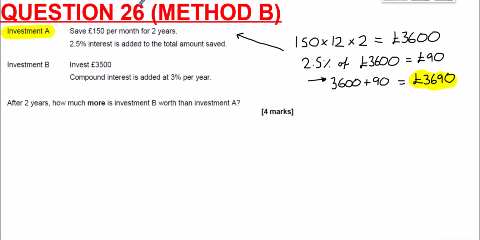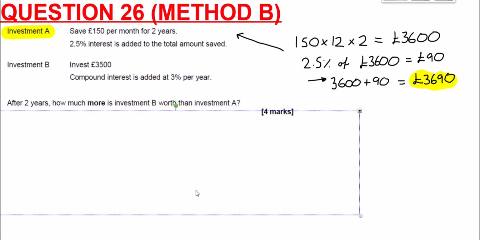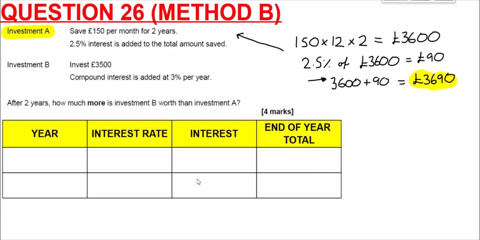Now for investment B, this is where the second method comes in. You can do it as a table of values. This is what I prefer to do because it just keeps it simpler. It might take longer, but it makes it slightly less complicated. So it's slower, which is a downside. The upside is I think you're probably less likely to make mistakes here, and it's easy to pick up method marks too.